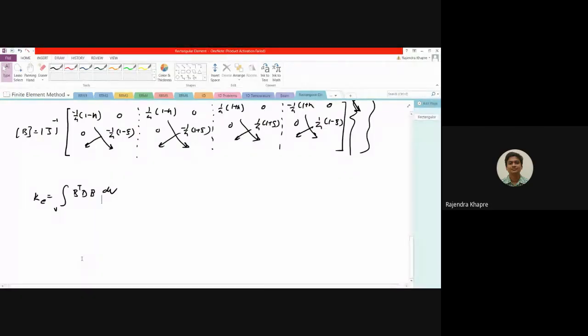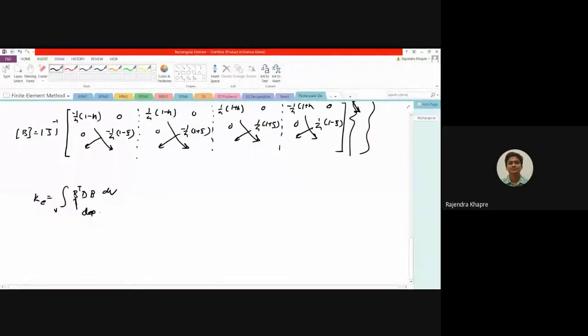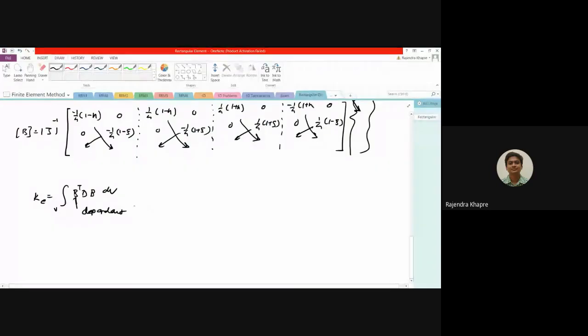Now please pay attention, and this is an important one, right? So now you see, we have to go for the integration, right? So the problem over here is this B. B is dependent on xi as well as eta.